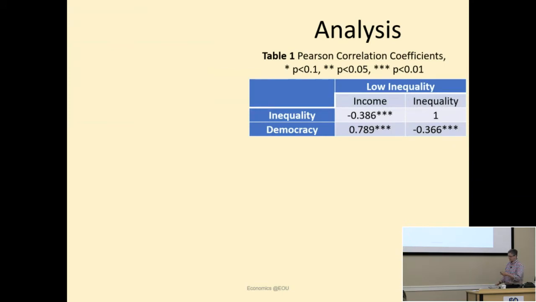So the first cut is just simple correlation coefficients, right? Like how is income related to democracy? The total relationship is relatively strong, 0.78, and it's significant as heck. It's good significance, and it's positive. This link between income and inequality is weaker, 0.38, and negative, but still significant. Okay, so that's the first step.